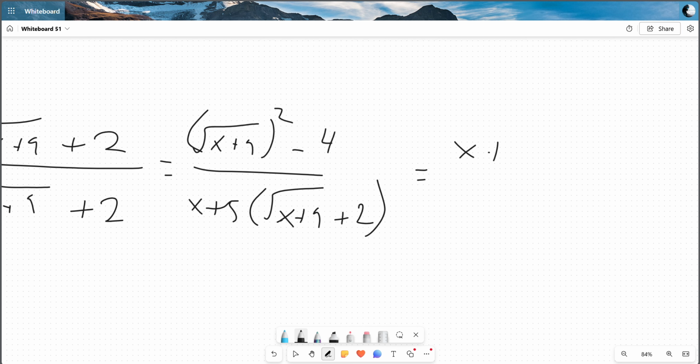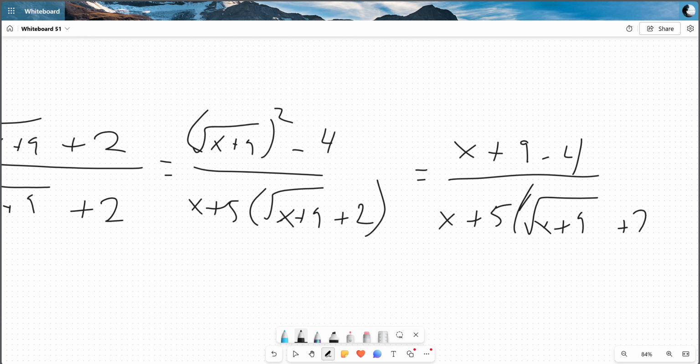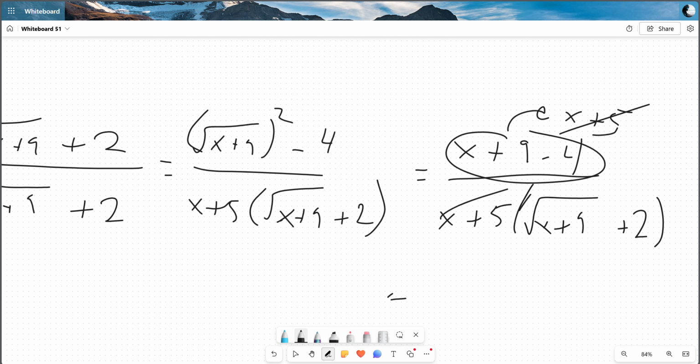So now let's expand this out. This is just x plus 9 minus 4 divided by x plus 5. And then we have the square root of x plus 9 plus 2 down here. And we notice that x plus 9 minus 4, this entire thing is just equal to x plus 5. So we got x plus 5 on the bottom, we got x plus 5 on the top. These are going to cancel out. And we're left with 1 over the square root of x plus 9 plus 2.